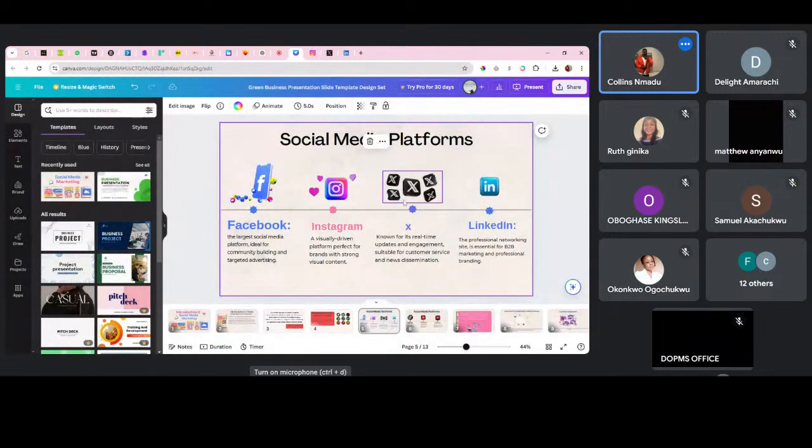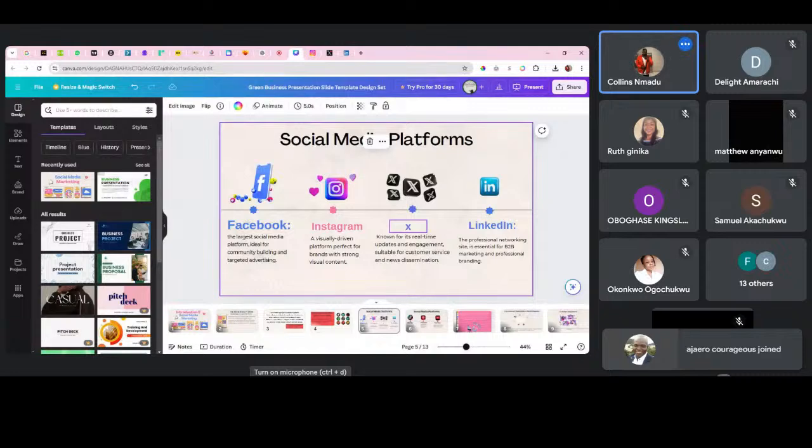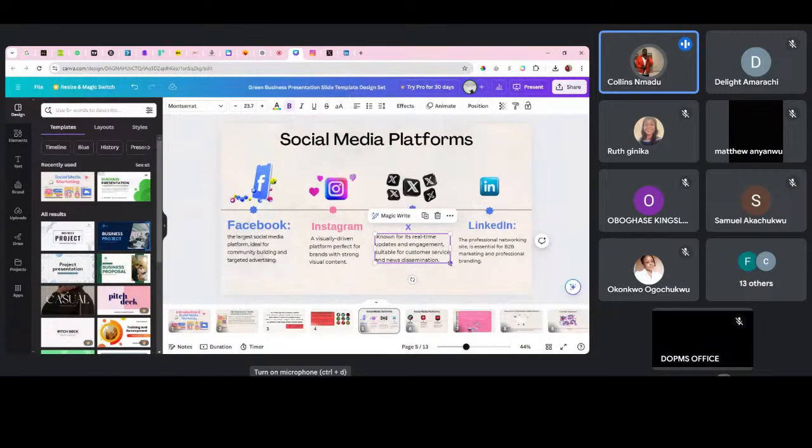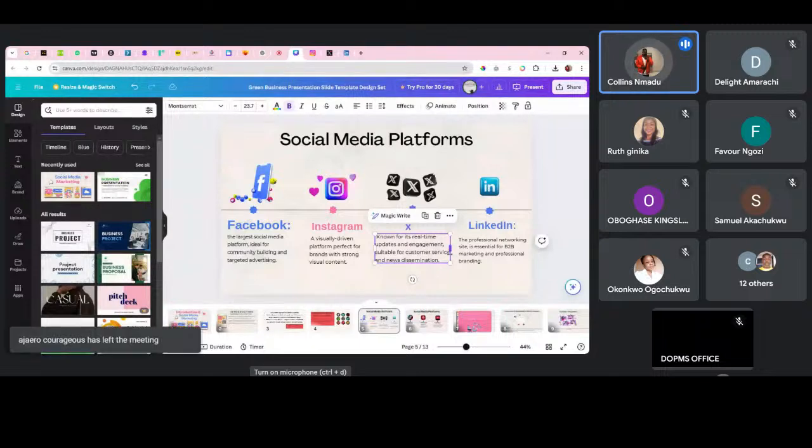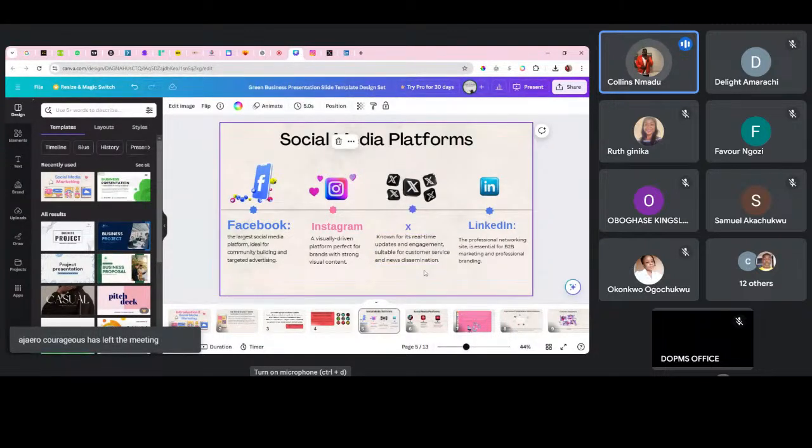Now Twitter, now known as X. Before, everyone knows Twitter. If you're a kind of person who likes political things, or you want to keep up with the latest gist through tweets, that is what you use Twitter for. It's just for engagement, real-life engagements and things like that. I'm going to be showing you what Twitter is all about, but let me still explain some things. One key thing here is that it's actually meant for customer service and news dissemination.